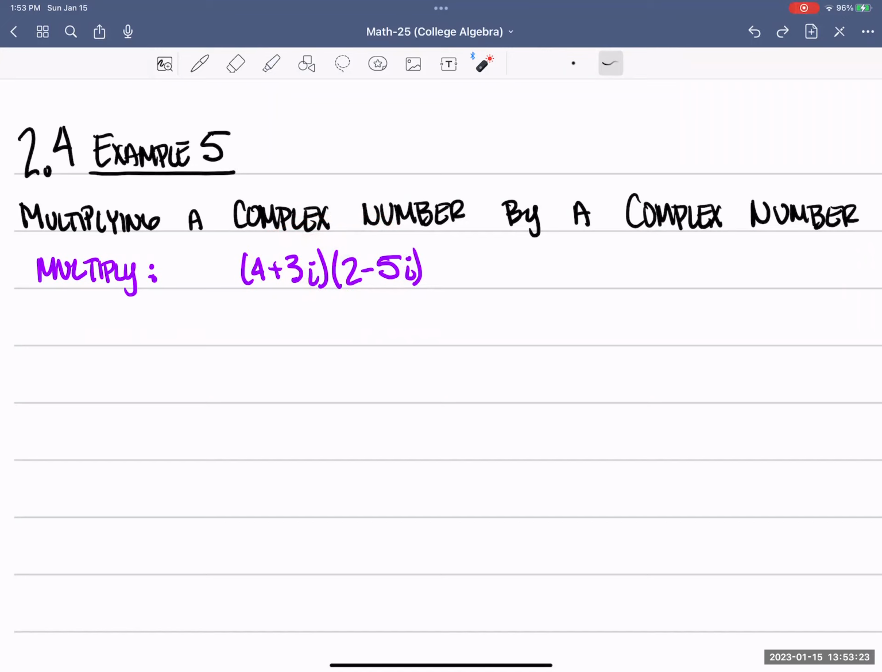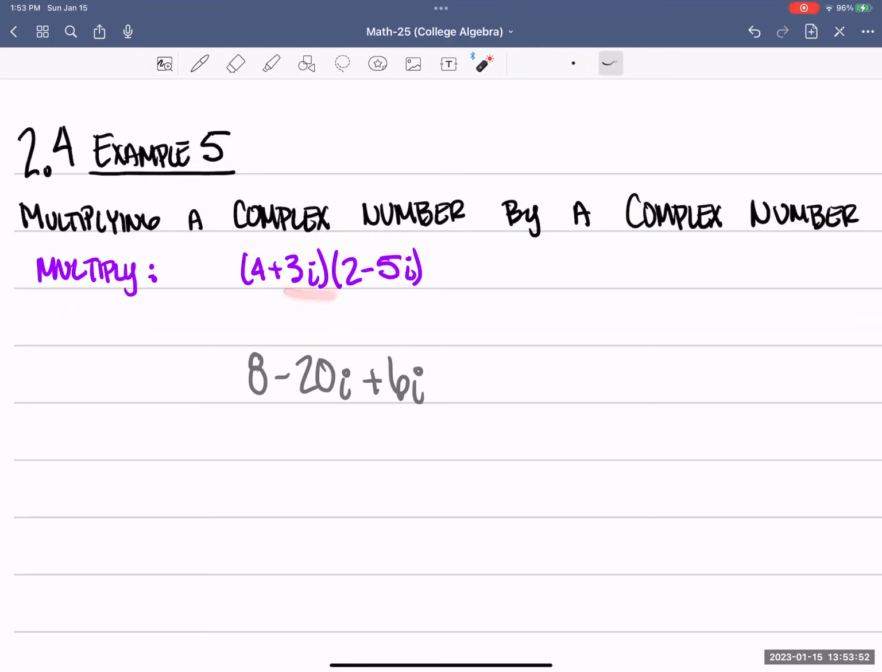For the first step, we're just going to leave i as a variable. Then we'll talk about it in the next step. Starting off with 4 times 2, that's 8. 4 times negative 5i, negative 20i. And now for 3i to multiply to everything. 3i times 2, 3 times 2 is 6, so plus 6i.